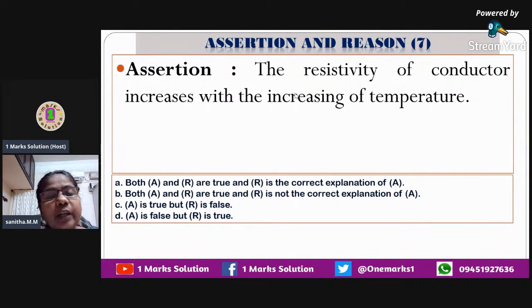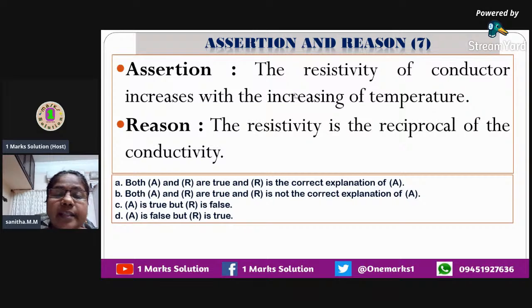But you have to study only this. What is it? When temperature increases, the resistivity and the resistance of a conductor increases. So the assertion is absolutely correct. Next one: the resistivity is the reciprocal of conductivity. Yes, that is also correct, right? Resistivity is the reciprocal of conductivity. Conductive means conduct, right? So it is just the opposite of the resistivity.